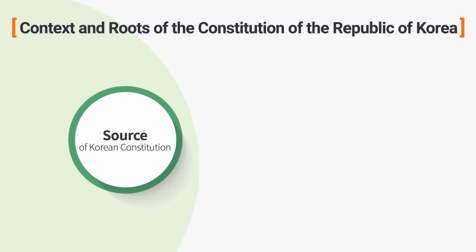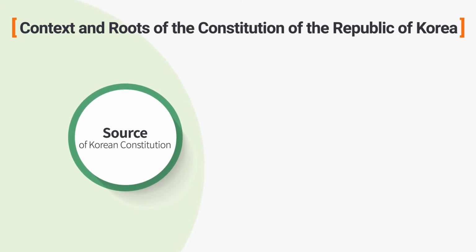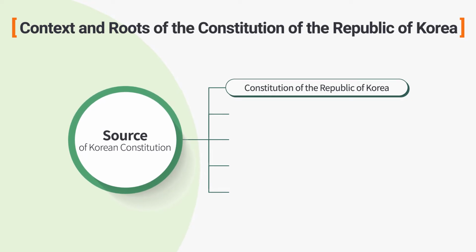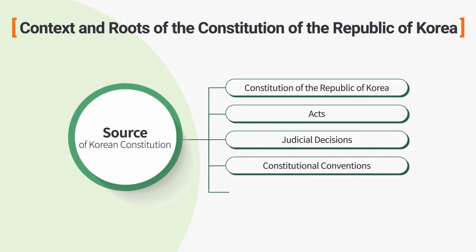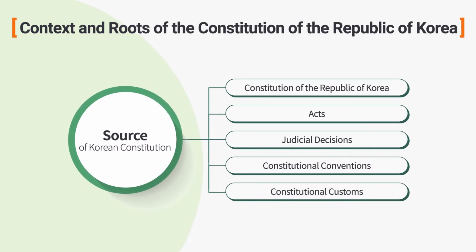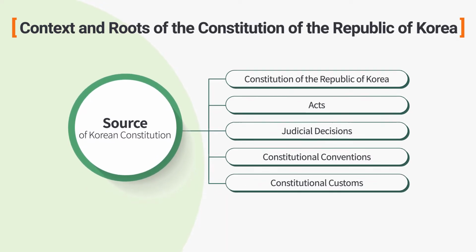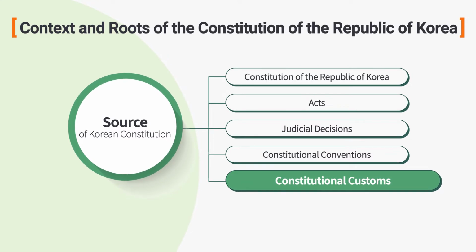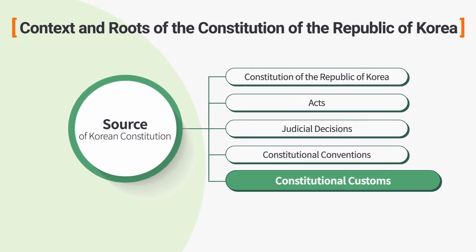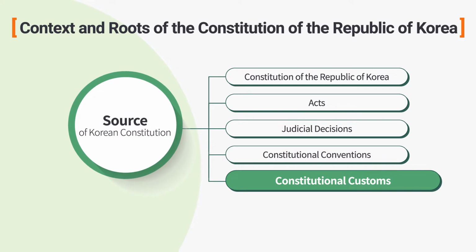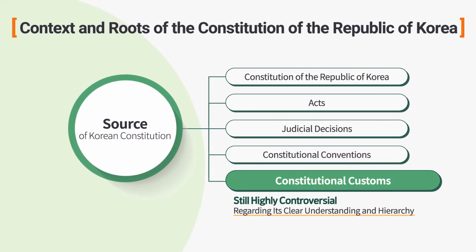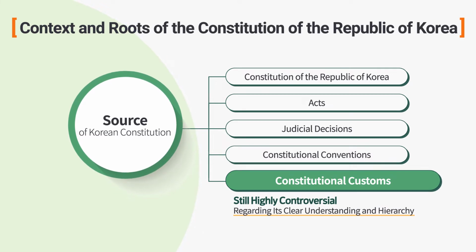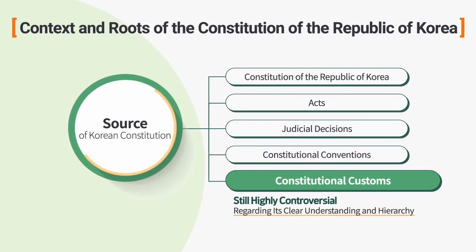Generally, the sources of the Constitution of the Republic of Korea are categorized into the Constitution of the Republic of Korea, acts, judicial decisions, constitutional conventions, and constitutional customs. And lastly, the concept of the constitutional customs created by the Constitutional Court of Korea is still highly controversial with regard to its clear understanding and hierarchy. Let's examine the sources one by one.